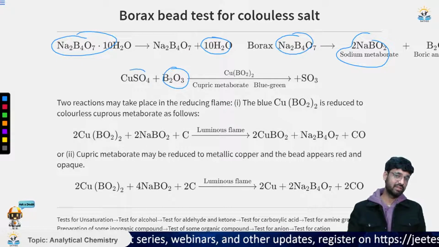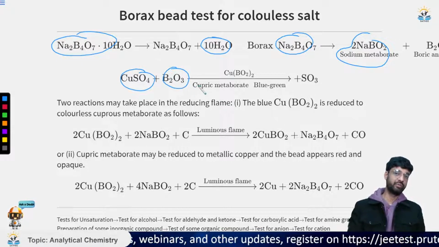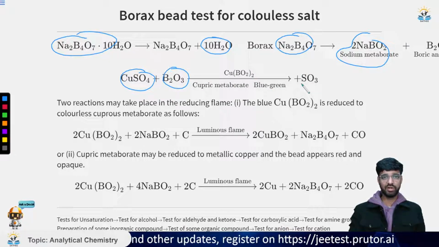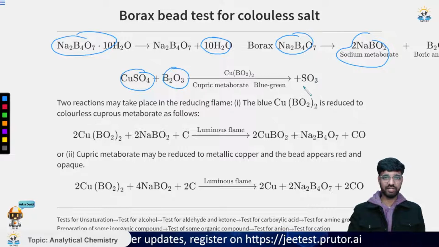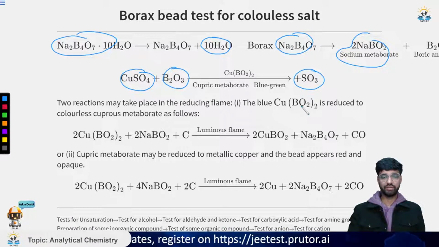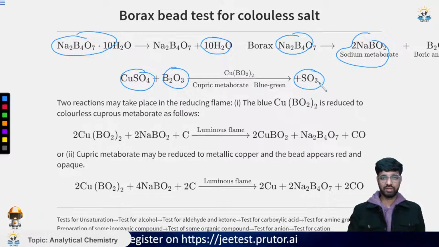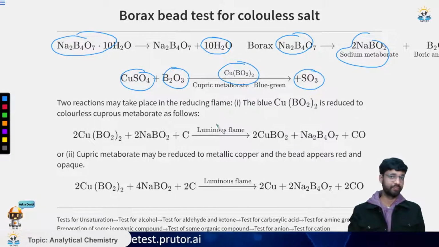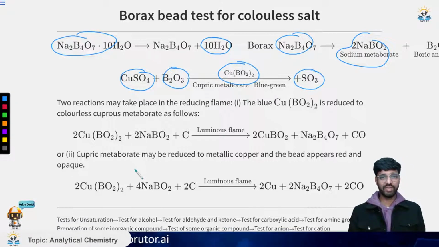Now suppose you have the copper sulfate solution and we treat it with B2O3. Then we get cupric metaborate, which is blue-green in color, plus SO3. So we get this complex, Cu(BO2)2. This is for the oxidizing flame.